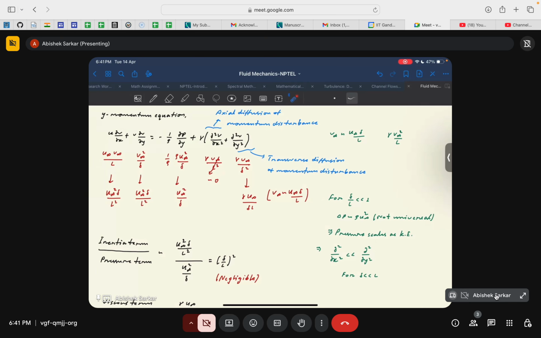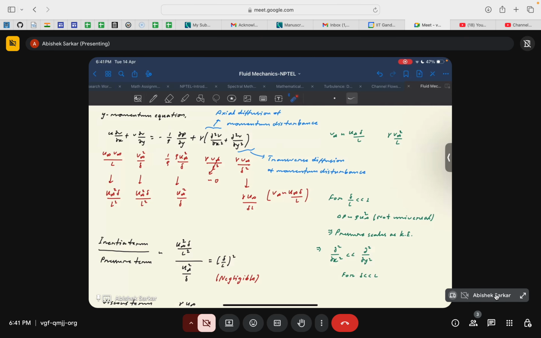If you simplify it even further, if you substitute the value of v infinity as u infinity delta by L, again obtained from the continuity equation, you will see that v dou v by dou y varies as u infinity square delta by L square. So even if you compare this term and this term, you will see that this term will be very small compared to the other, so we can easily cancel out the contribution of this term from the y momentum equation.